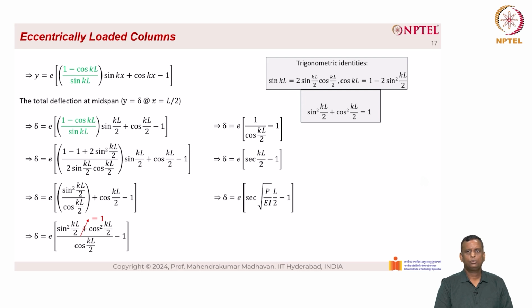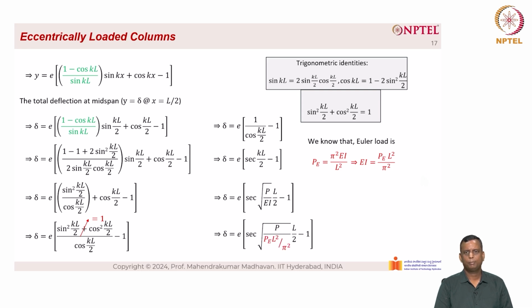We also know that k equal to root of P by EI. So, when we substitute that, we have delta equal to e into secant root of P by EI into L by 2 minus 1. We know that the Euler load P Euler is equal to pi square EI by L square. So, EI can be written as P E into L square by pi square. Substituting this, we have delta equal to e into secant of root of P divided by P E into L square by pi square into L by 2 minus 1. We can further simplify and get the equation delta equal to e into secant pi by 2 into root of P by P Euler minus 1.